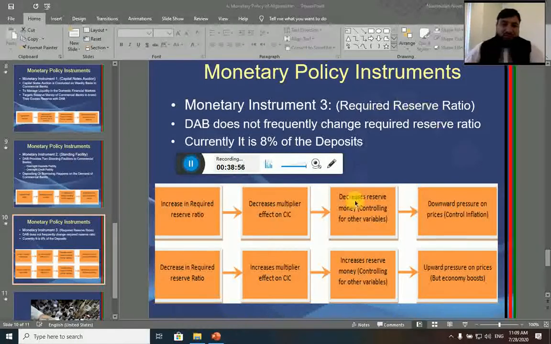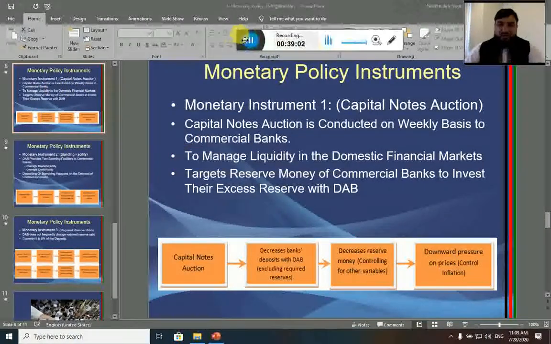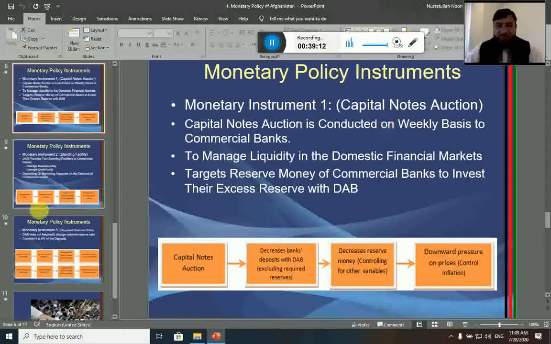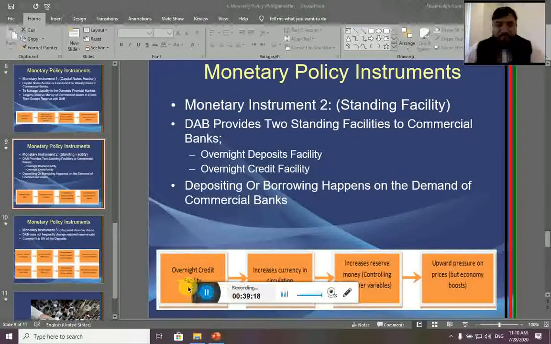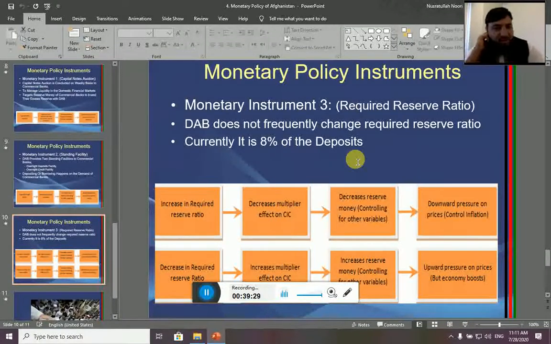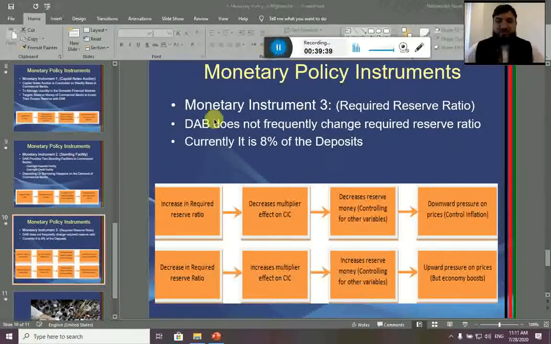So basically there are three different monetary policy instruments used by the central bank in Afghanistan. The first one was capital notes auction, and we'll discuss how it happens. The second one was standing facility, which is overnight deposit facility and overnight credit facility. And the third instrument used by the central bank as a monetary policy tool is required reserve. So basically, these are three different instruments used by the Central Bank of Afghanistan.